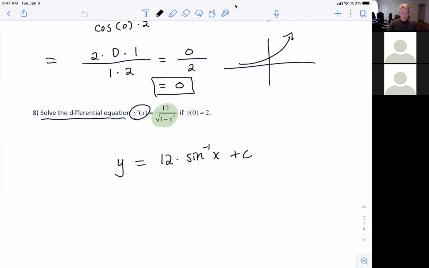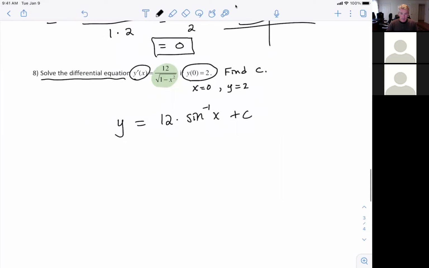So there we're done, except this one also has this information, which is what you use to find out what c actually equals in this case. So as I said earlier, plug in x equals 0 and y equals 2, and then solve for the c. So if y equals 2 and x equals 0, then solve for c.